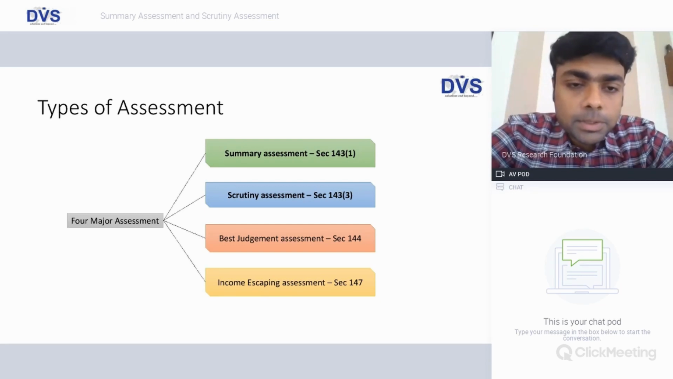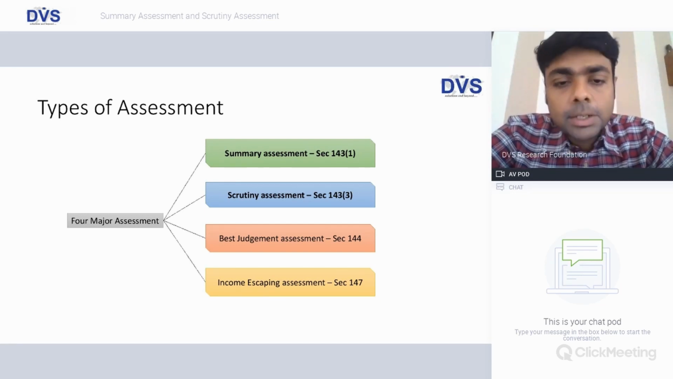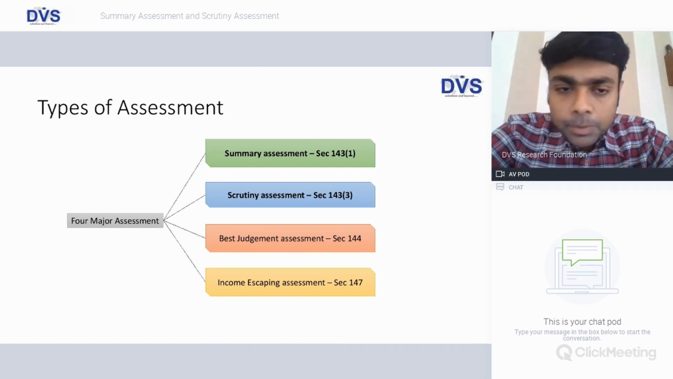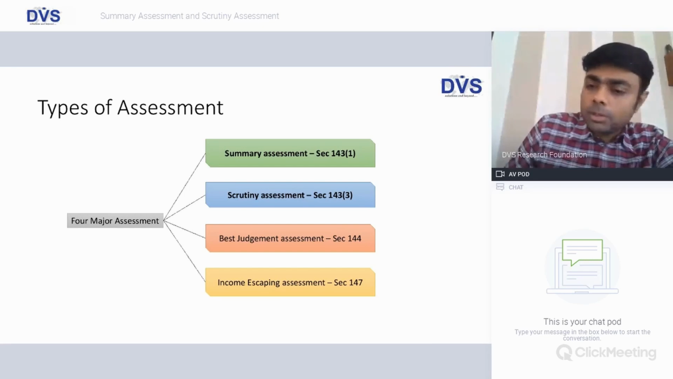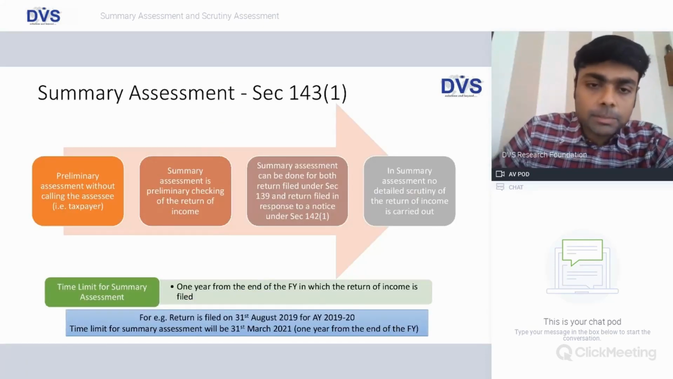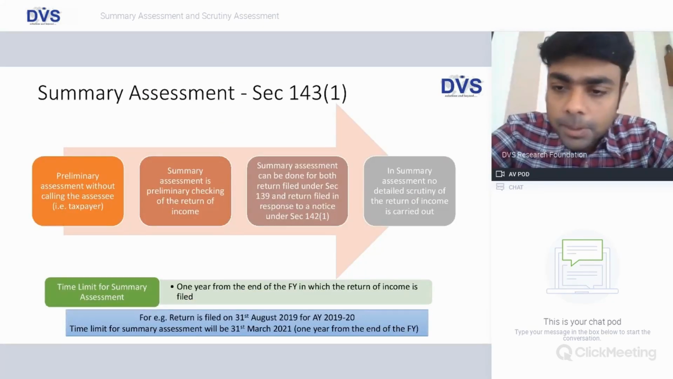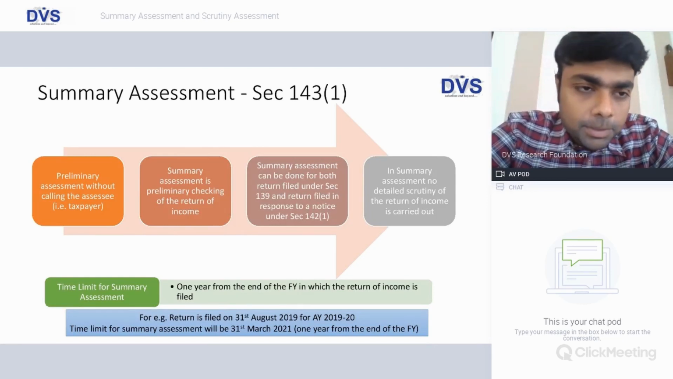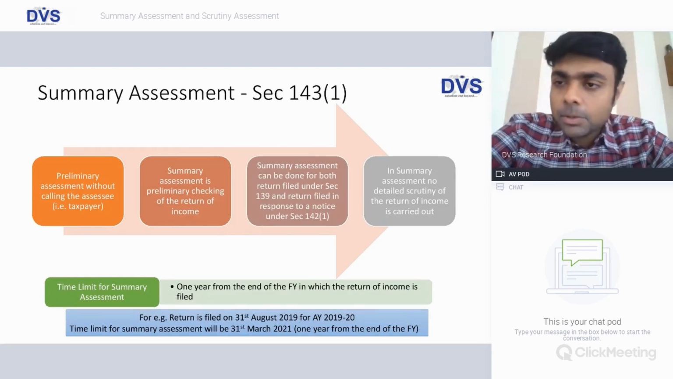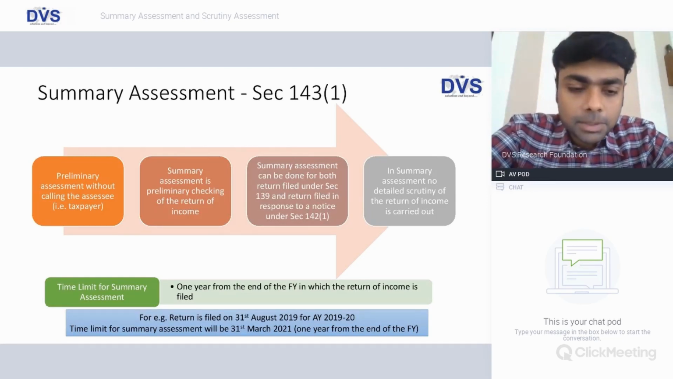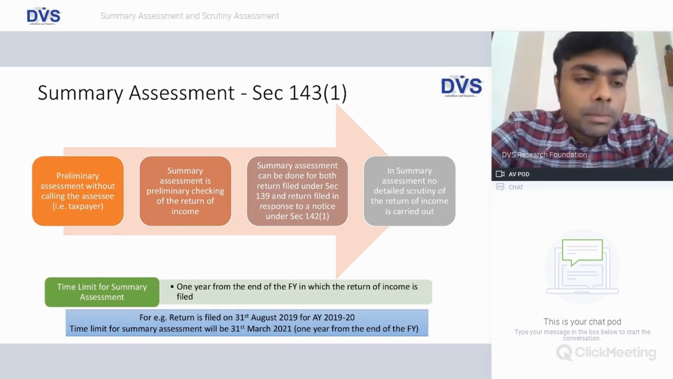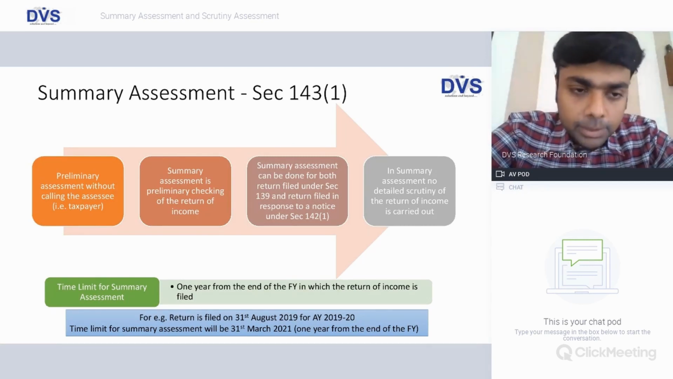Now, types of assessments: summary assessment, scrutiny assessment, best judgment assessment, and income escaping assessment. So today our scope of engagement would be only 143(1) and 143(3) at this point in time, summary and scrutiny assessment. So summary assessment, as the name itself suggests, it is not a very detailed assessment. It is a preliminary assessment that can be done without calling the assessee.